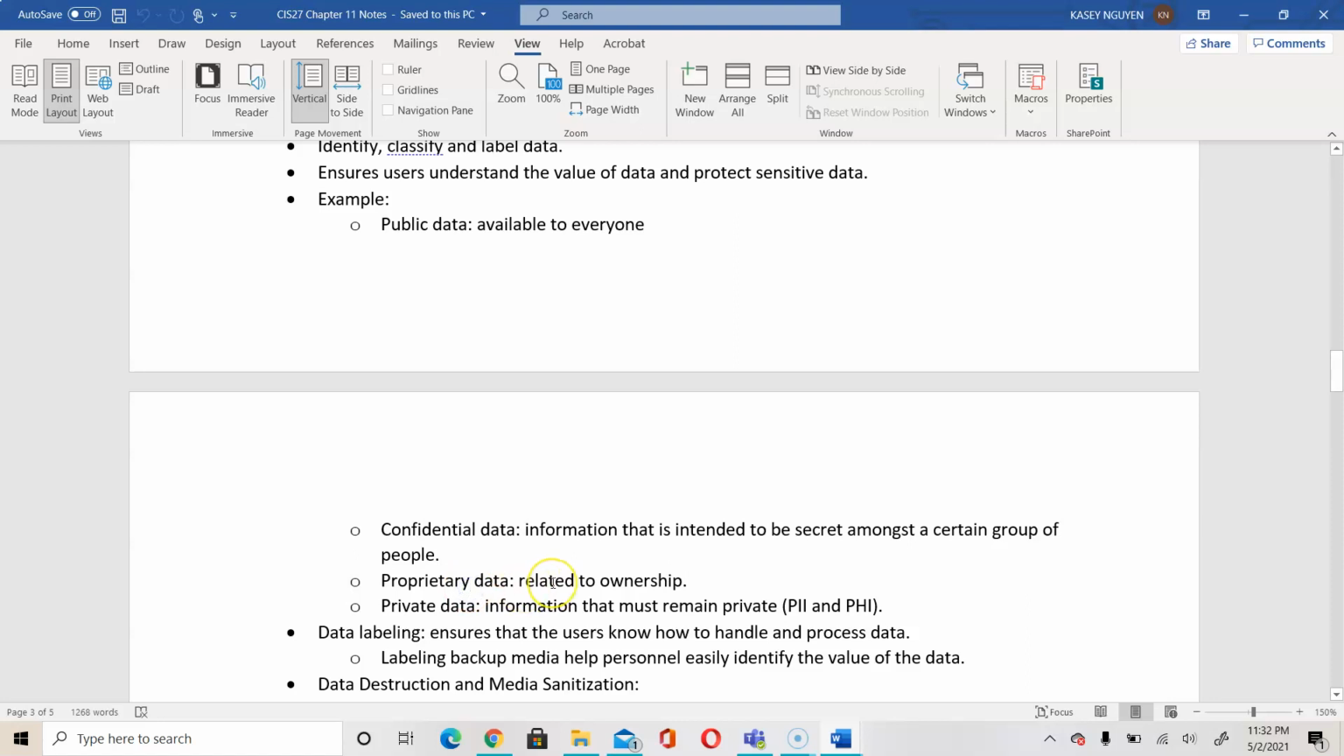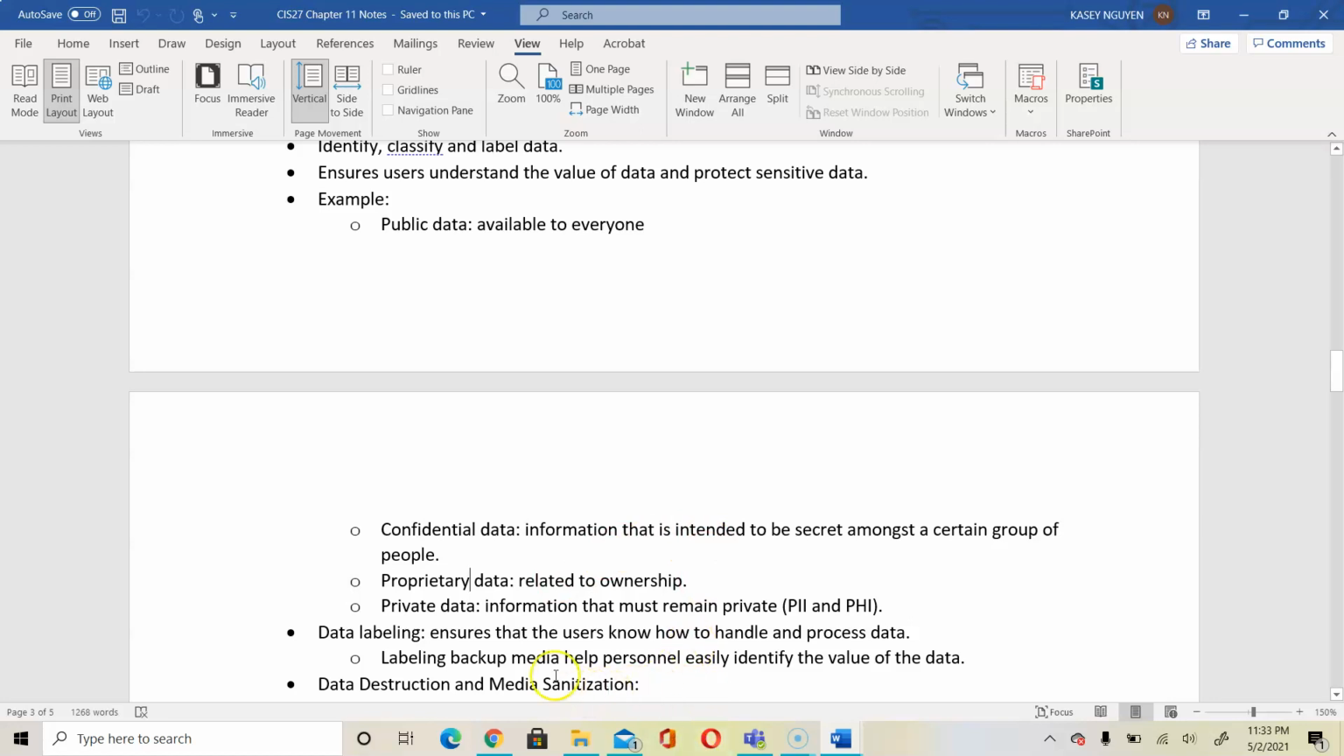Proprietary data relates to ownership. So if you're looking at Boeing, they would have proprietary data that incorporates the plane design, specific engineering processes, and details. Private data is information that must remain private, and often you would see that relate to personal identifiable information or personal health information. So private data would pertain to a private individual.